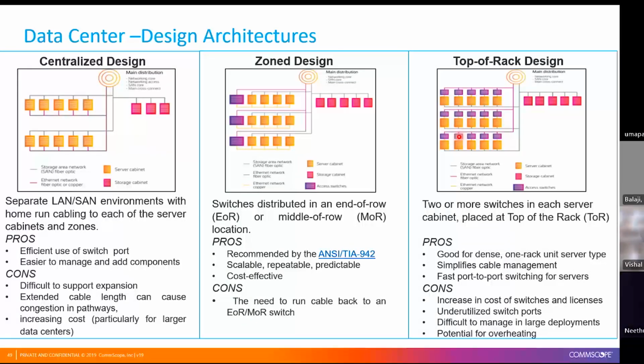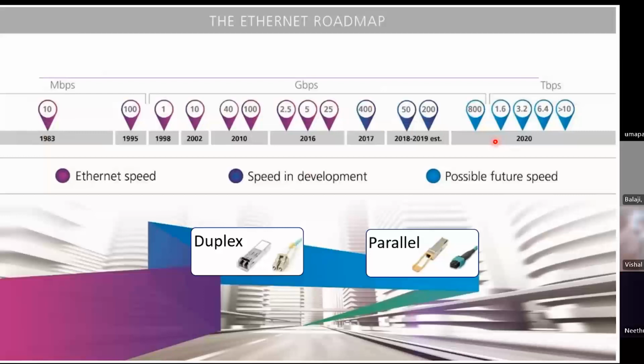If they're placing one switch for two racks, then only one fiber link is required for that particular rack switch location. So how are we going to do the design now? Whether we are going to use the splicing method now. For example, if you see the Ethernet roadmap on connectivity.